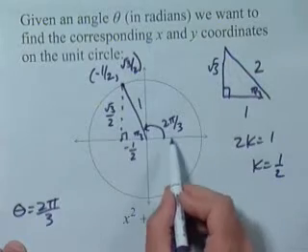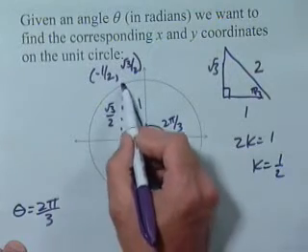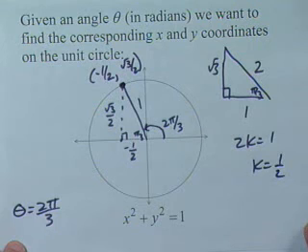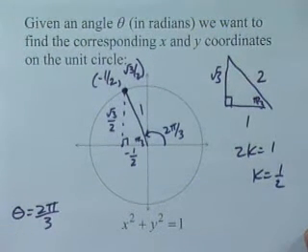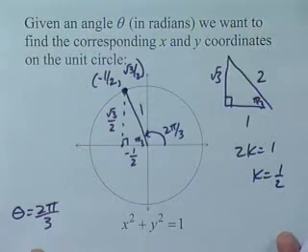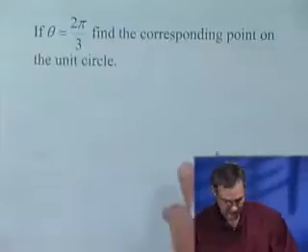So given an angle of 2 pi thirds, we have found the corresponding point to be negative 1/2, square root of 3 over 2. Again, this is a very important lecture, and you might want to view it a couple times. Let's do one last example.